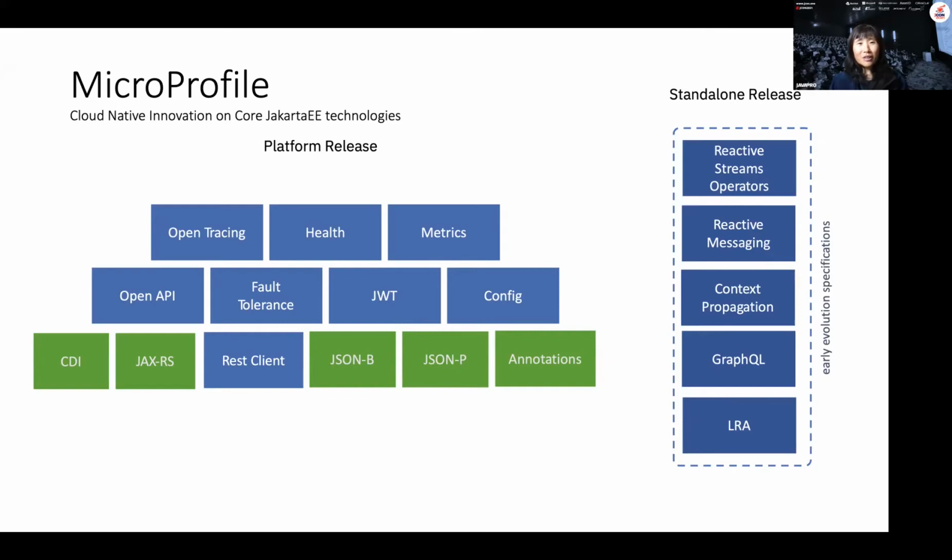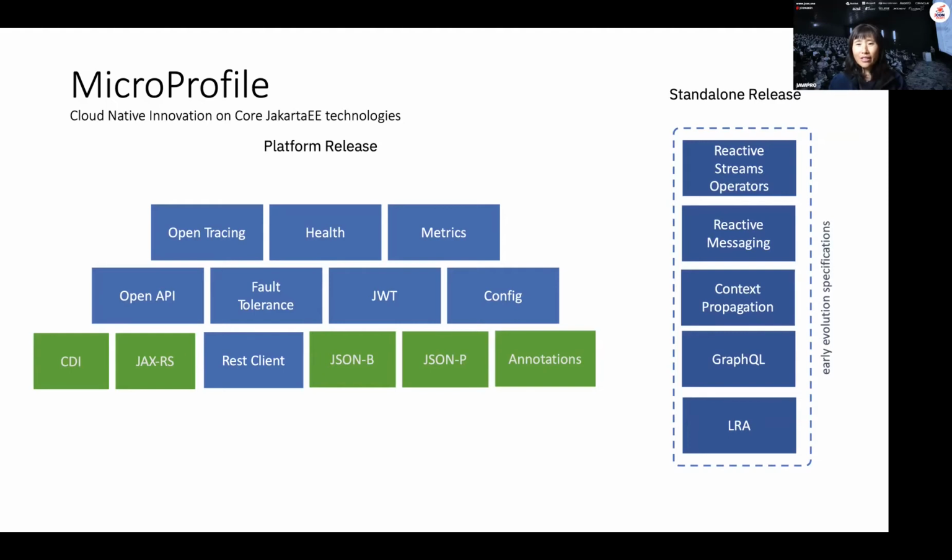In the platform release, we have these 5 Jakarta EE specs plus these 8 MicroProfile specs. We call it the platform release. When we do a release like 4.1 or 5.0, we just talk about the left-hand side. On the right-hand side, they follow a different release schedule, so they can freely do any releases as they want.